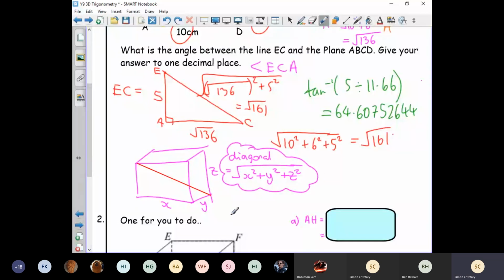So that's quite a useful little skill to have, a little formula, if you like, to jot down, because that's quite a quick way of finding the length of that diagonal if you need it, to then either calculate it in one go or use it in a future calculation.